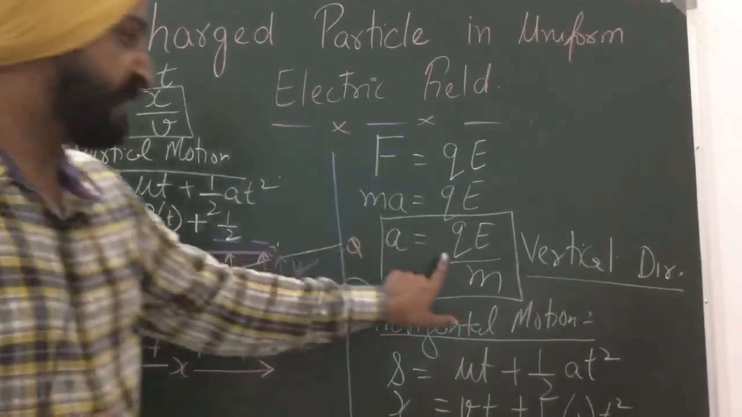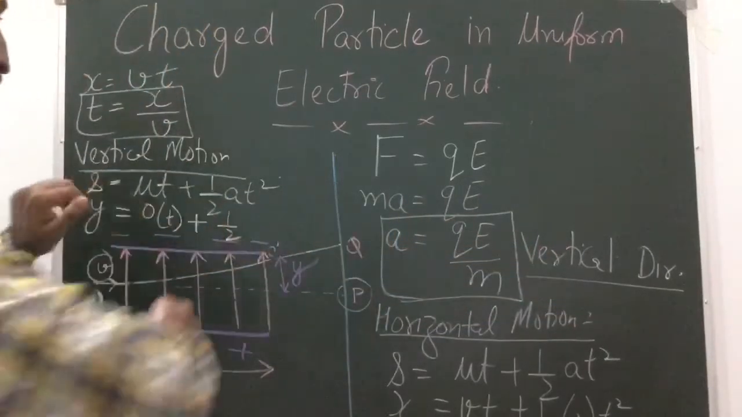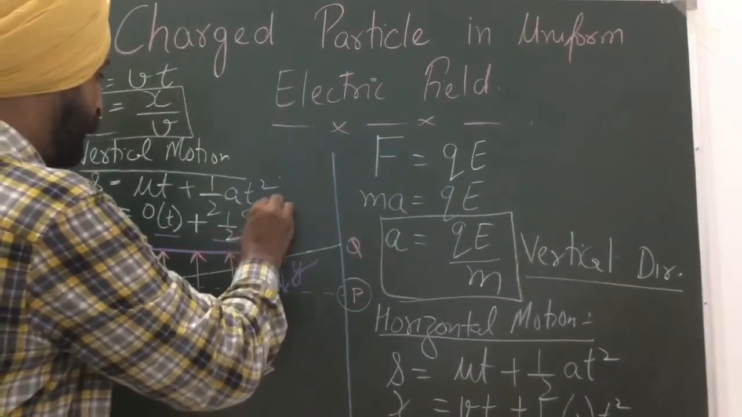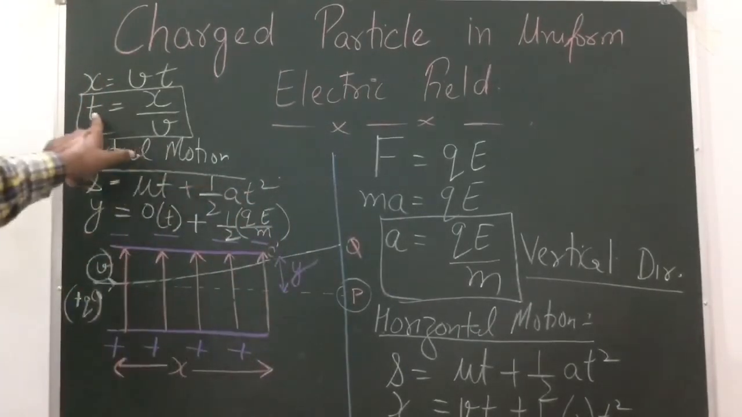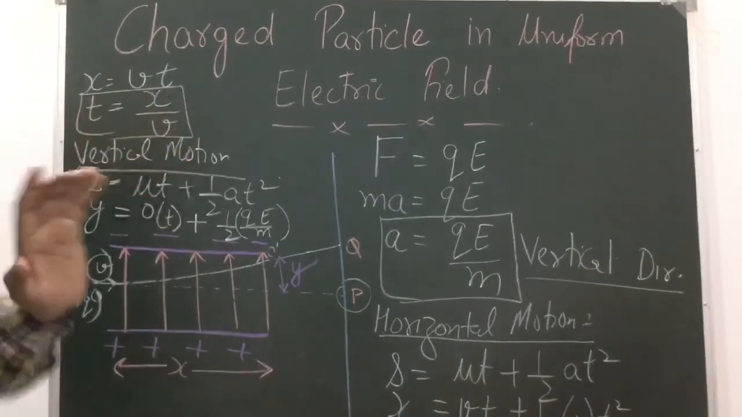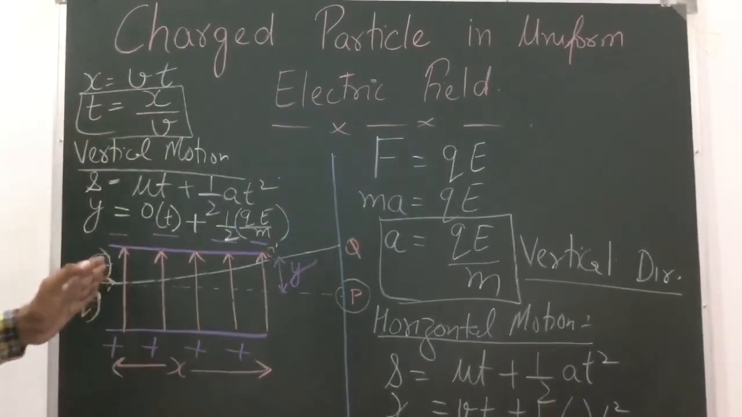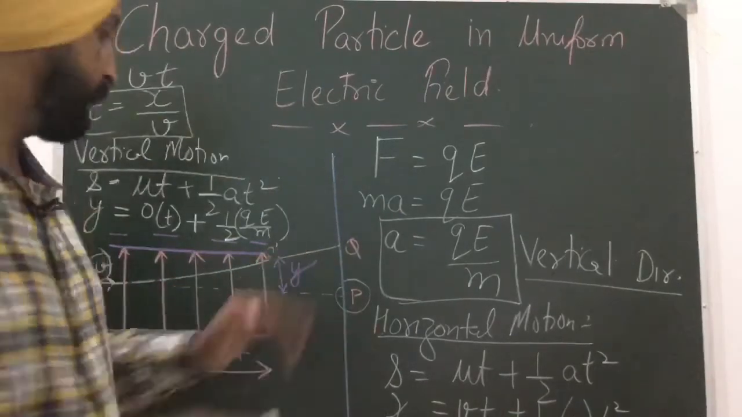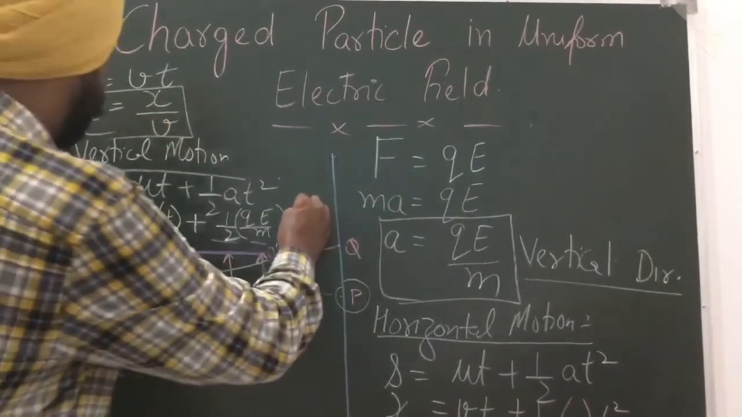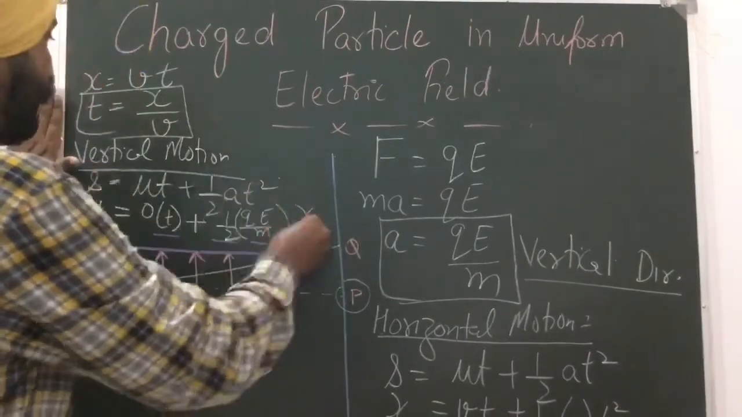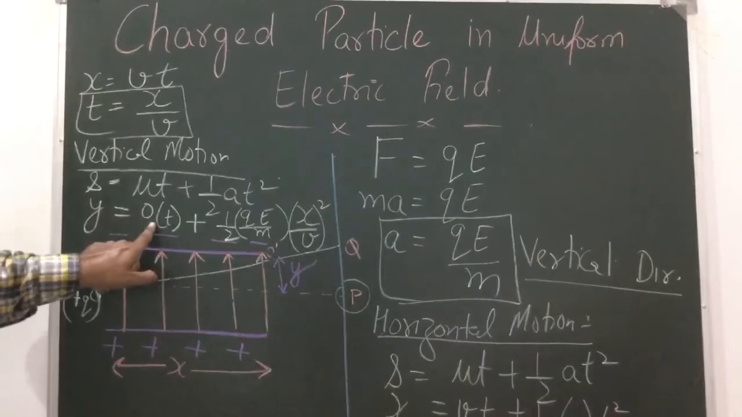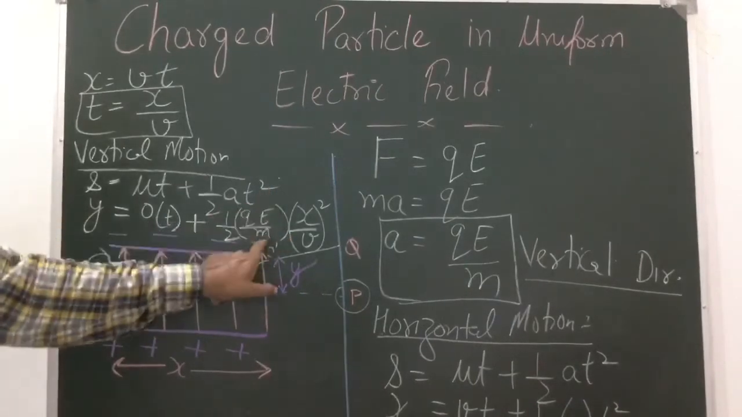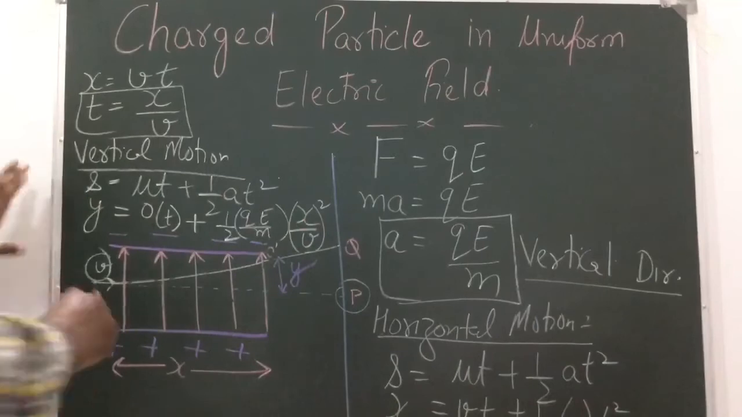Value of acceleration, this acceleration is in vertical direction, so I would be using QE by m over here. And what is t? Time we have already calculated, time is equal to x over v. Time will be same, the time taken by the charged particle to get out of the electric field. So in place of t, I can substitute x by v. Here we have t square, so I will be squaring it. So from this equation, what we are going to get is y is equal to, this term is 0, half QE by m x square by v square.